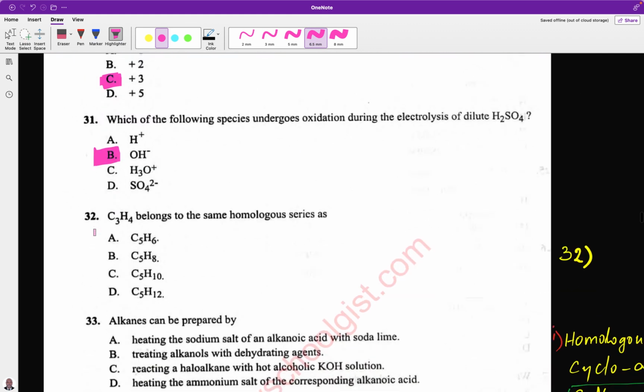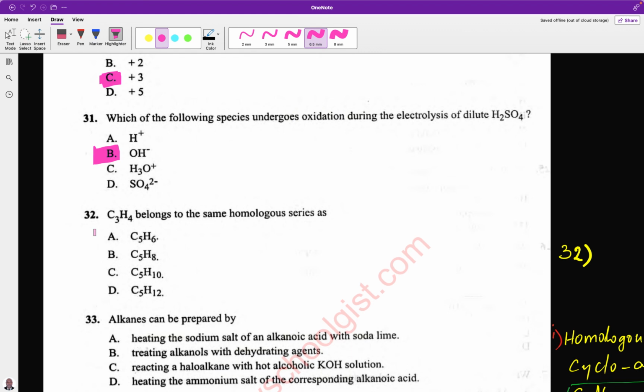Now we go to question number 32. Question number 32 has to do with some organic compounds. C3H4 belongs to the same homologous series as C5H6, C5H8, C5H10, C5H12.